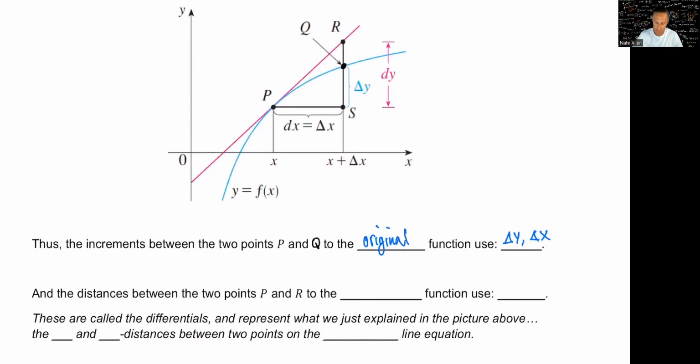But if we were to go from P and R, those are along my tangent line. And therefore, we will use the tangent function, we're calling it, or derivative, which would mean we will use our new letters, dy and dx. So if you notice, these differentials, we're calling them, are just the x and y distances between the 2 points on our tangent line equation.